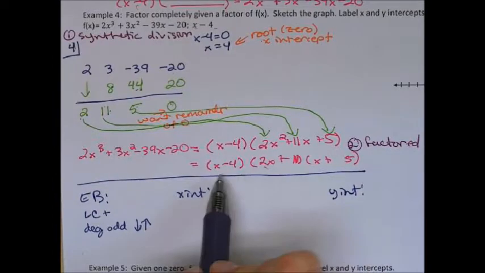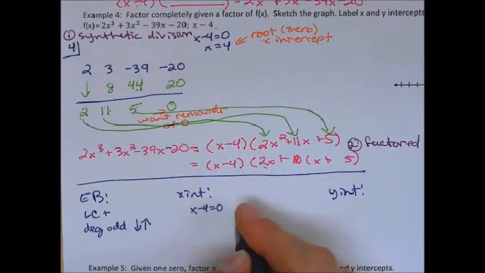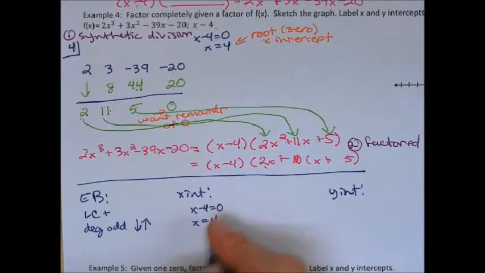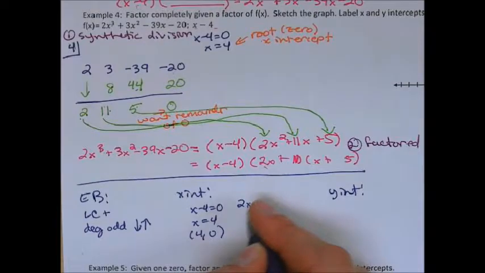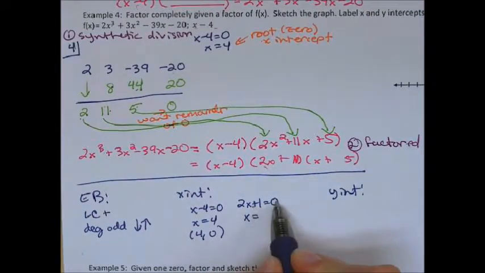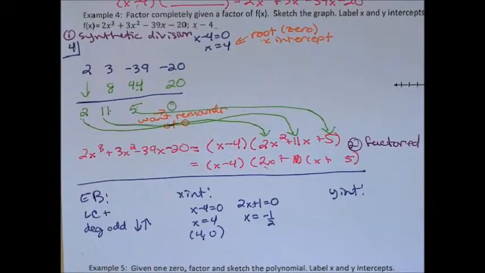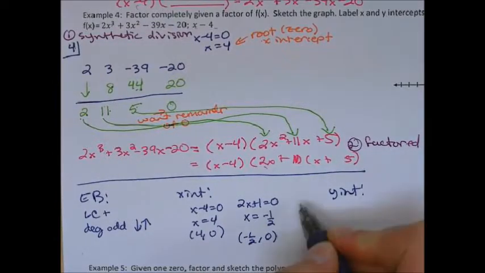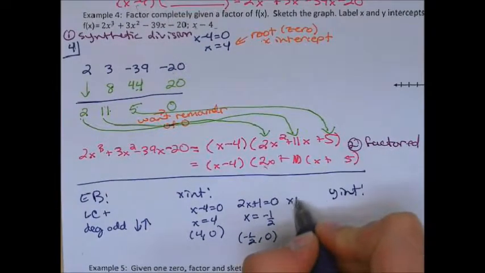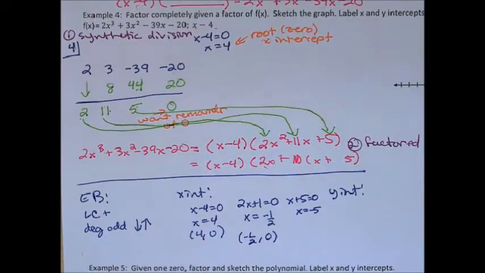Our x-intercepts are x minus 4 equals 0, so x equals 4. 2x plus 1 equals 0, so x equals subtract 1, divide by 2, negative 1/2. And then x plus 5 equals 0, so x equals negative 5.